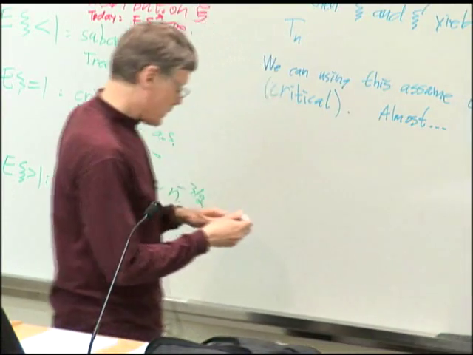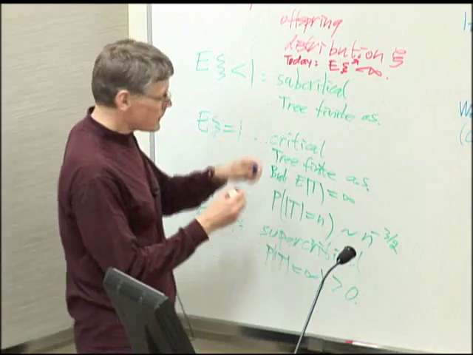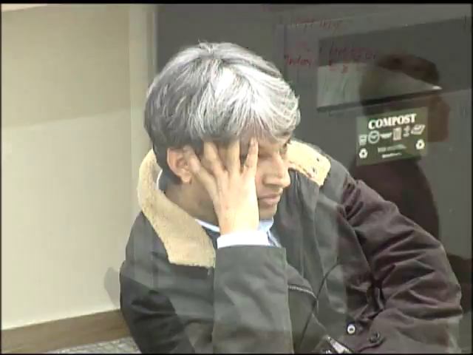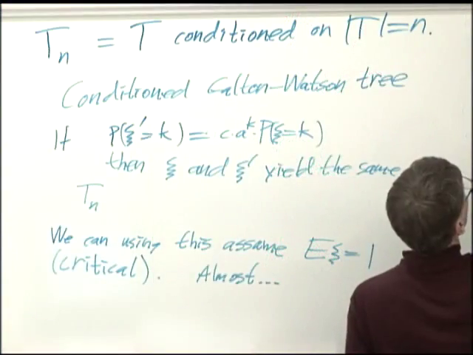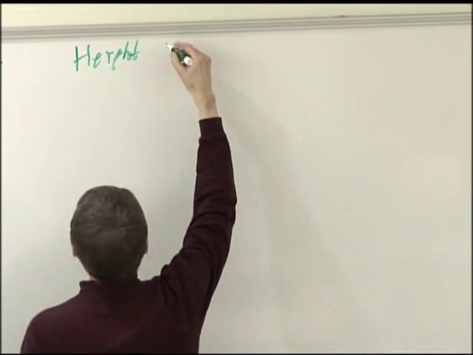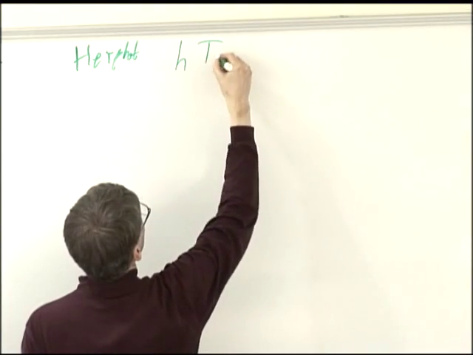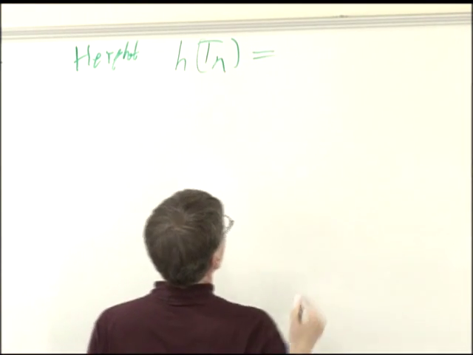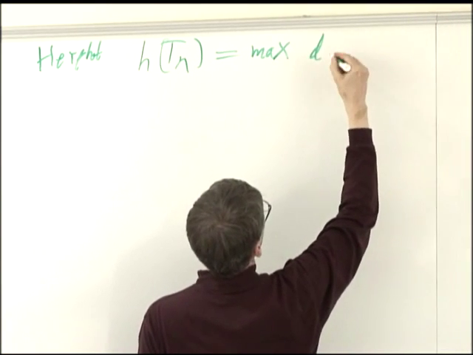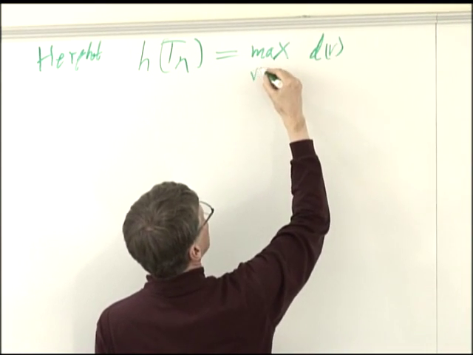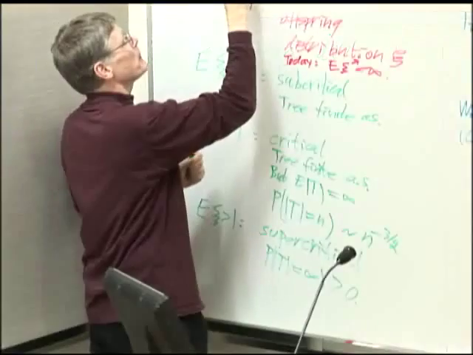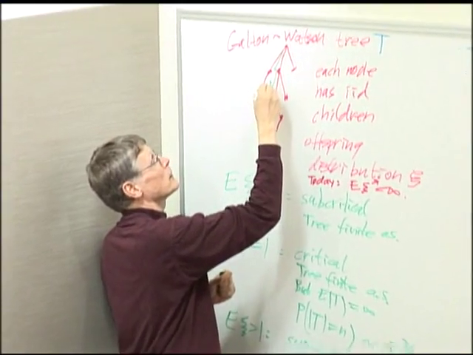Now, of course you can study several things, but the two things I will study are, say, the height, let's call it h of Tn. So height is the maximum of, let's say now, d denotes the distance to the root, and v is the vertex. So here is vertex v, and this here is distance d of v.